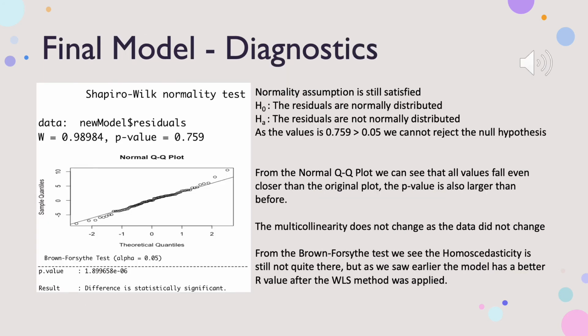Now with our final model in hand, we need to do some more diagnostics. Checking normality, we see that the null hypothesis is that the residuals are normally distributed, with the alternative being that they are not. As the value is 0.75, we know that we cannot reject the null hypothesis. We also take a look at the normal QQ plot and see that the values all fall even closer than the original plot did. The multicollinearity does not change as the data did not change, and from the Brown-Forsythe test, we see that normal variance is still not quite there, but as we saw earlier, the model has a better R value after the WLS method was applied.